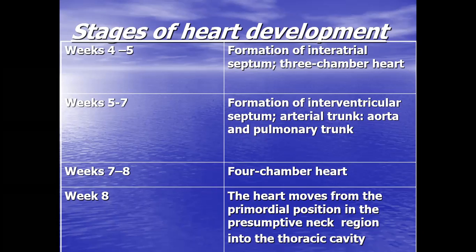The formation of the valves of the heart follows the formation of the septa, and valves grow as the duplicature of the endocardial layer. At the end of seventh, eighth week, the heart has a four-chamber structure, and since the eighth week, the heart descends from the germinal position in the presumptive neck region into the thoracic cavity.